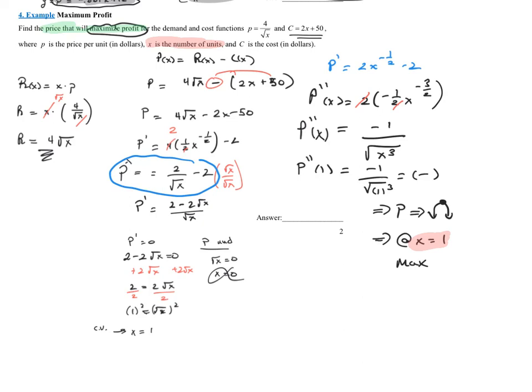So I'm going to have to go back to the price function, which was given to us in the original problem. And to find the price, the lowercase p is going to be 4 over the square root of 1, which is 4. So if we reread it, the price is in dollars, x is the number of units. So what price should I charge? I should charge $4 per unit. And if I charge $4 per unit, I will have maximized my profit.